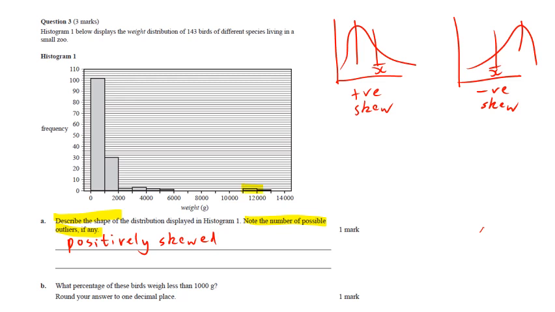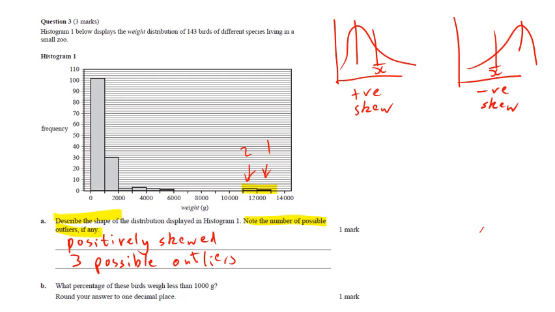It looks like these are possible outliers because there's a massive gap between those numbers and the rest. And if you squint hard enough, you'll see there's two. This is actually 2, and this is 1. So it's positively skewed, and there are 3 possible outliers. Make sure you put the word possible.